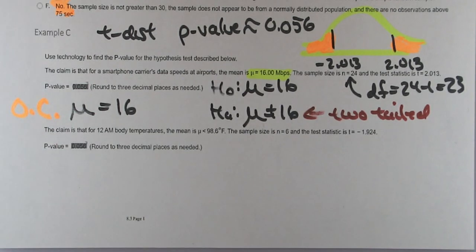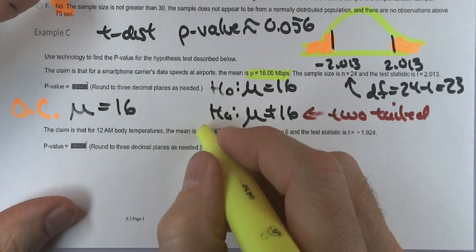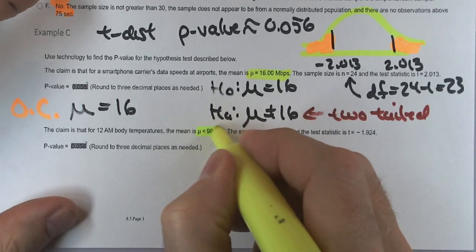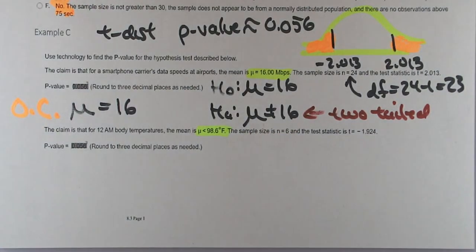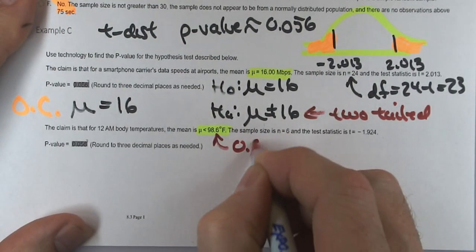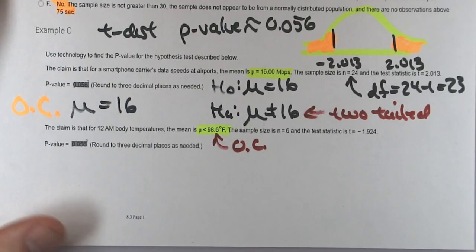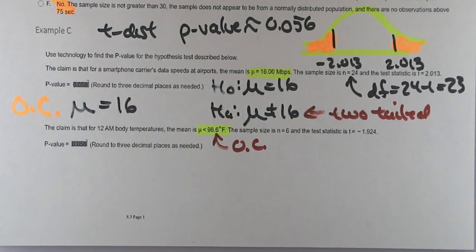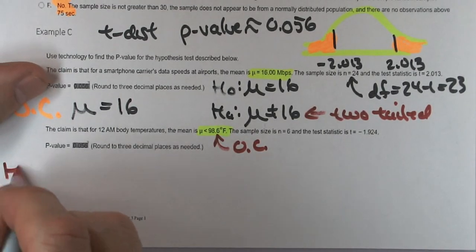The claim is that the mean body temperature, mu, is less than 98.6. So kind of like the last one, start out by trying to set up your null and alternative hypothesis. So here we go. That's your original claim. It's good to keep track of this. Original claim. Try and set that up as part of H0 and HA.